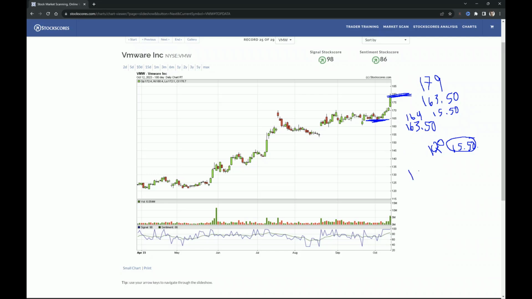How many shares you buy is dependent upon what your risk tolerance is. If your risk tolerance is $150, that's how much you're comfortable losing, then you buy 10 shares. 10 shares of a stock that's trading at 179 is going to cost you $1,790. All right, so that is the whole risk management position sizing concept that I promised I would show you.